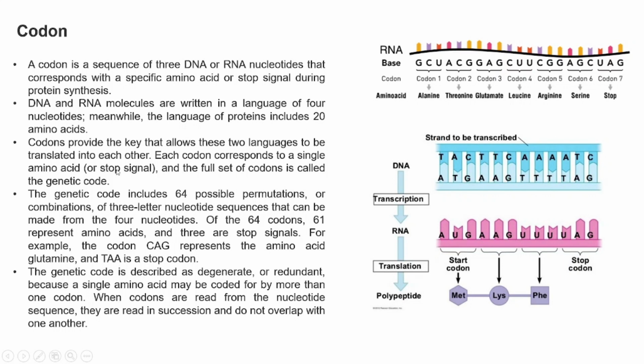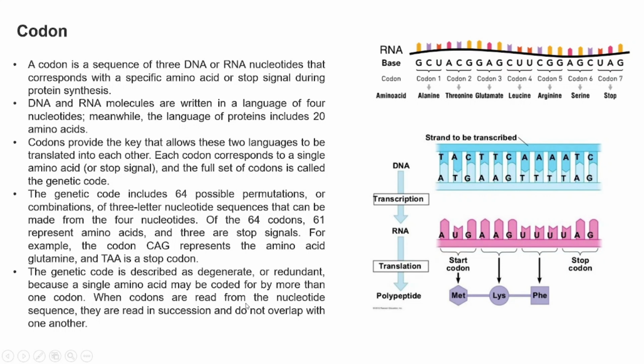Each codon corresponds to a single amino acid, but each amino acid can correspond to a variety of codons. For example, ABC corresponds to amino acid 1, but amino acid 1 is also made by DEG, if that makes sense. So each codon corresponds to one amino acid, but one amino acid can be made by different codons. That is why the genetic code is described as degenerate. If you see the last point here, it's degenerate or redundant because a single amino acid may be coded for by more than one codon.